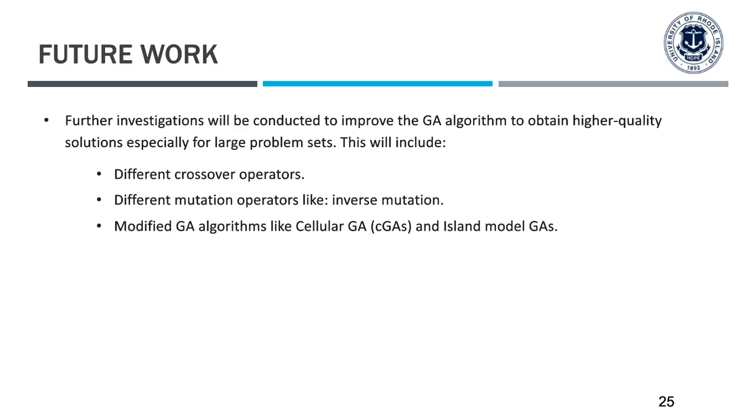However, we need further investigation to improve the GA algorithm to obtain higher quality solutions, especially for large problem sets. This will include different crossover operators, different mutation operators like inverse mutation, and maybe we can test modified GA algorithms like cellular GA, the CGAs, and island model GAs.